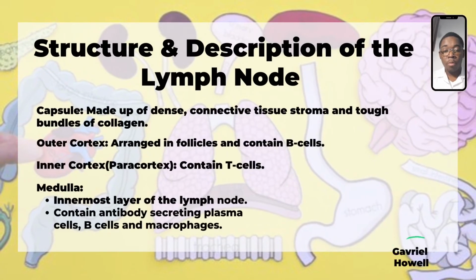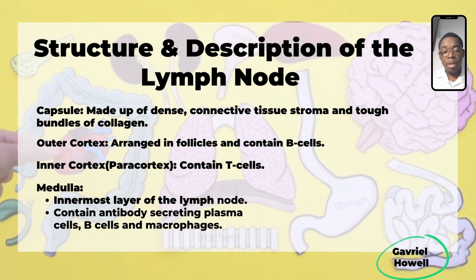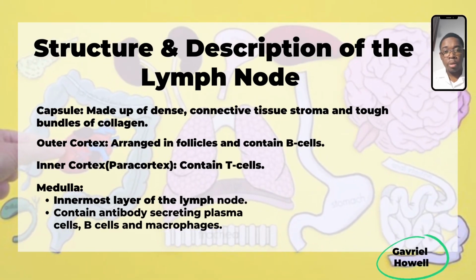The structure of a lymph node consists of the capsule, which is made up of dense connective tissue stroma and tough bundles of collagen, the outer cortex, which is arranged in follicles and contains B cells, the inner cortex or the paracortex, which contains T cells, and the medulla, which is the innermost layer of the lymph node, which contains antibody secreting plasma cells, B cells, and macrophages.